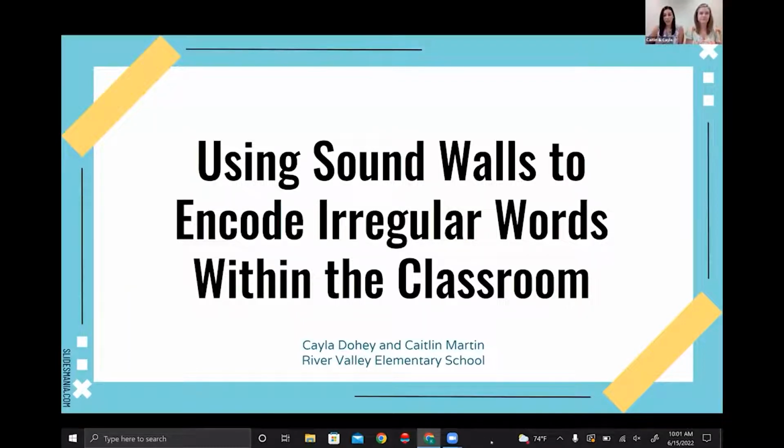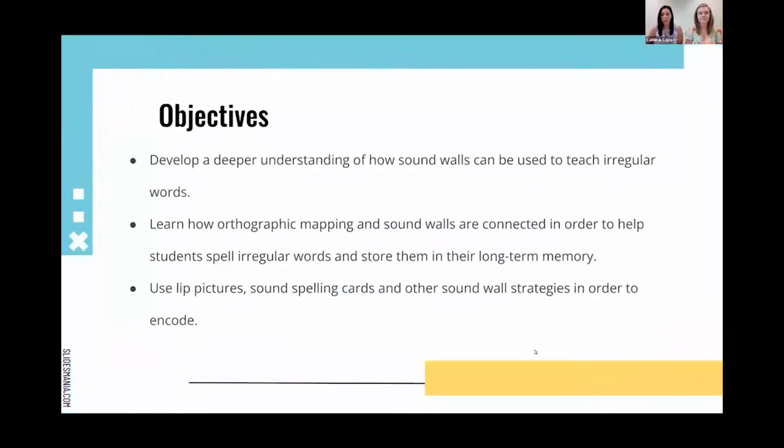Some of the objectives that you will learn and take away from today are to develop a deeper understanding of how sound walls can be used to teach irregular words, learn how orthographic mapping and sound walls are connected in order to help students spell those irregular words and store them in their long-term memory, and then also how to use lip pictures, sound spelling cards, and other sound wall strategies in order to encode.